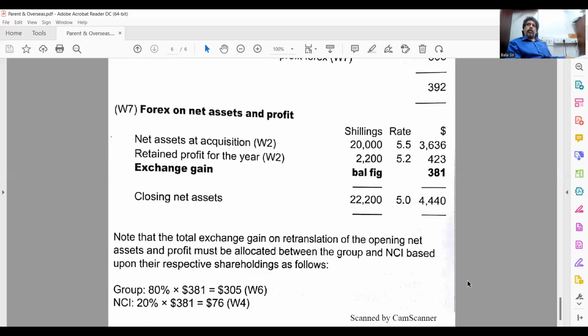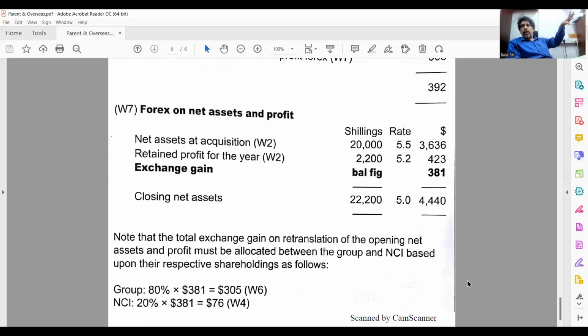How much do you get? 4,440. Now what? Tell me. So what is the total you got earlier? Adding 3,636 and whatever, 423, not 4,000. 4,059, right? 4,059 has now become 4,440, right? So what is the exchange gain? 381. That is an increase in net assets in dollar terms because of exchange rate fluctuation, right?